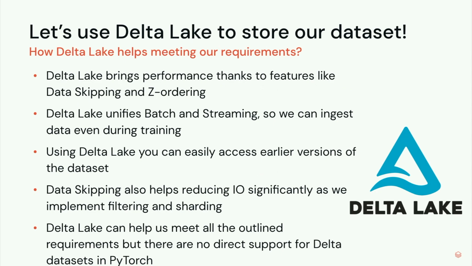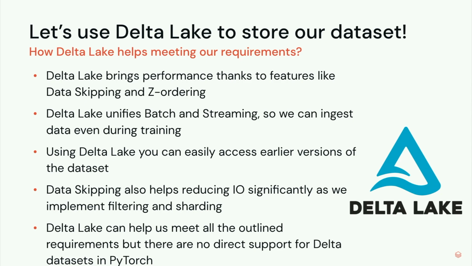So let's now discuss why Delta Lake can help us here. Delta Lake has features like data ordering and data skipping, and that can help us with efficient filtering. Our ranks, the processes during distributed training, will need to somehow understand what portion of data they need to load, and we also said that we would like to have basic filtering. With data skipping, we can reduce I/O significantly, and we can easily load our data.